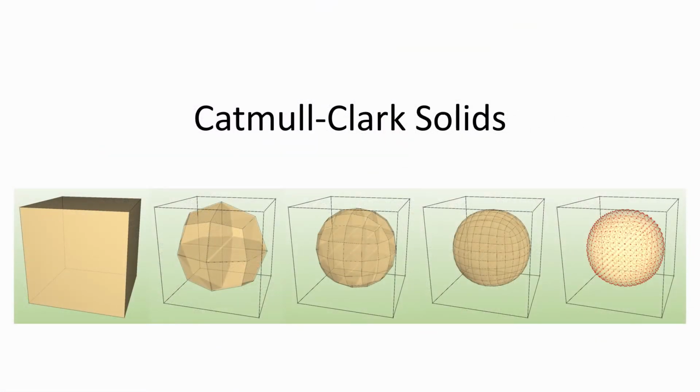Catmull-Clark solids, or CC solids for short, can be seen as the volumetric extension of Catmull-Clark subdivision surfaces, which are widely used in computer graphics and animation. In contrast to subdivision surfaces or other boundary representations, Catmull-Clark solids describe true volumetric models with internal nodes. The images show three subdivision steps from left to right, and finally the smooth limit volume.